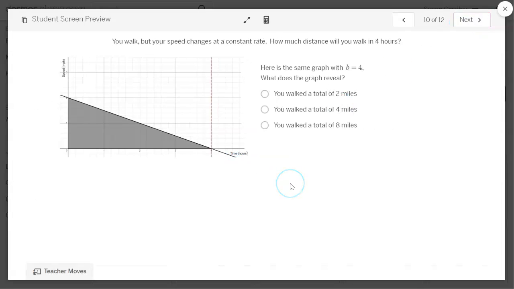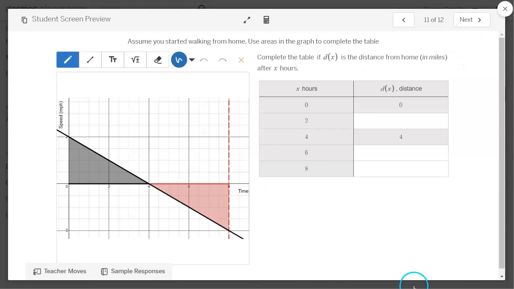And then now let's go back and look at what if B was exactly 4? What does this area reveal in this context? Well, what if B is exactly 8? Let's look at each of these times. So we start at 0, we go to 4, but what about 2?